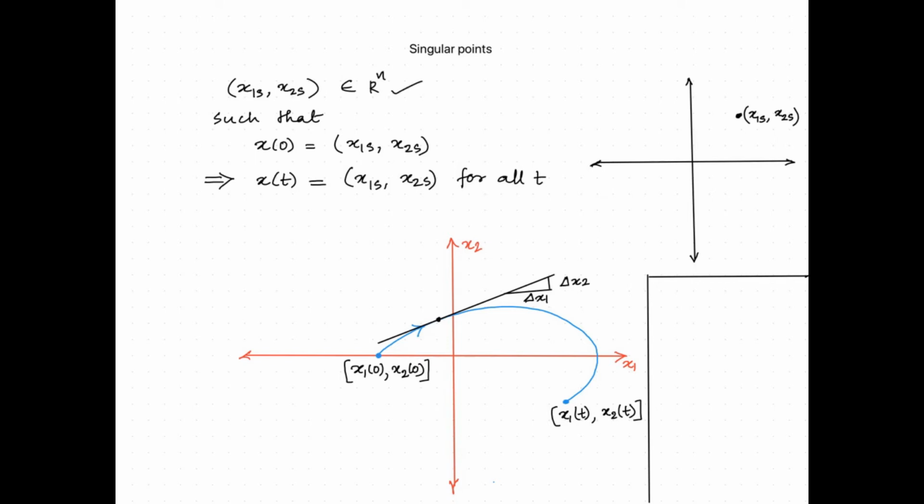Let us assume that x1s, x2s represents a singular point. If this represents a singular point, then if the system starts at this point, it remains there for all t. It shows that if the system starts at this point, then for all t it remains at x1 of s, x2 of s. So in a way we can say that equilibrium points are singular points. Let us consider a phase trajectory shown here.